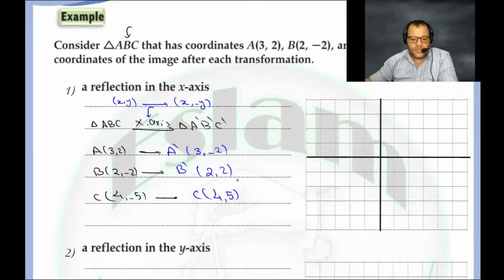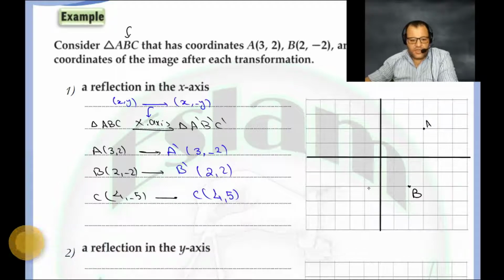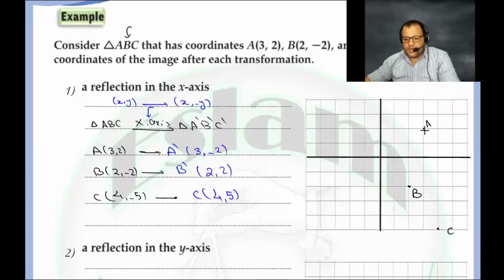So the first point that we have is 3 and 2. That's 1, 2, 3 and 2. The second point is 2 and negative 2. The third point is 4 and negative 5. Then you can graph the figure. That's the first one.